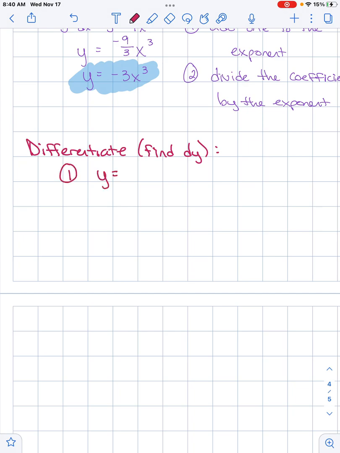So we have y equals negative 3x cubed, y equals negative 3x cubed plus 5, y equals negative 3x cubed minus 1,000. Please find dy for each of those. And I want you to tell me what you think the issue is with what we did up above. Pause the video, go do it.